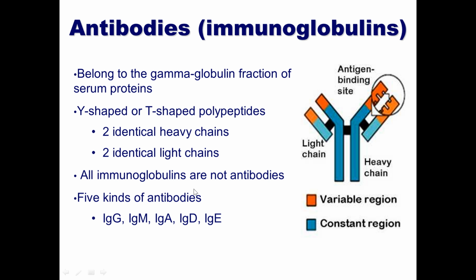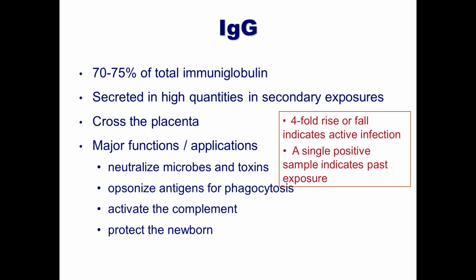All immunoglobulins are not antibodies. There are 5 kinds of antibody: IgG, IgM, IgA, IgD and IgE. Clear? There are 5 types of antibody.